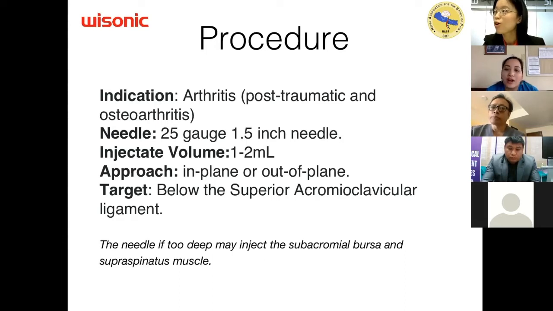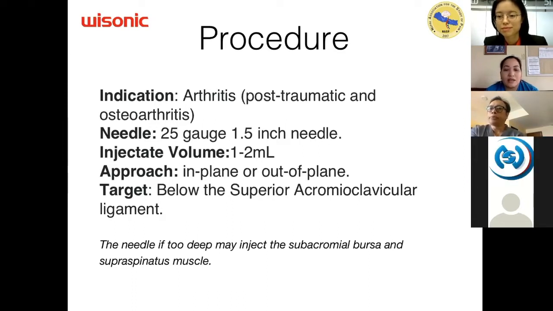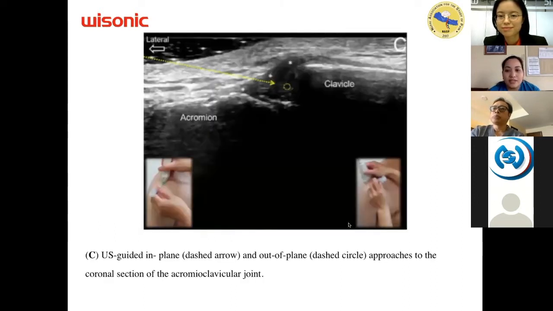My approach can be in plane or out of plane, depending on the patient's anatomy. Sometimes choosing only one way of injecting inside the AC joint can be difficult because of an osteophyte or because of anatomical problems. And my target would be below the superior acromioclavicular ligament. So this is how we inject. My needle is coming in from lateral to medial, and I puncture the superior acromioclavicular ligament and then deposit my drug inside the joint. This is on the in-plane ultrasound guided view, whereas this is the needle as you can see in an ultrasound guided out-of-plane view inside the joint.